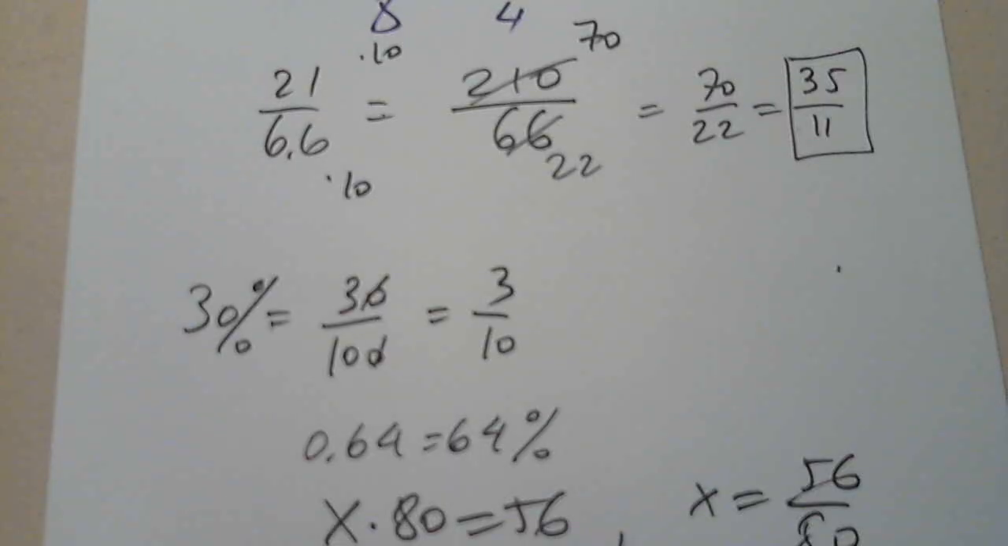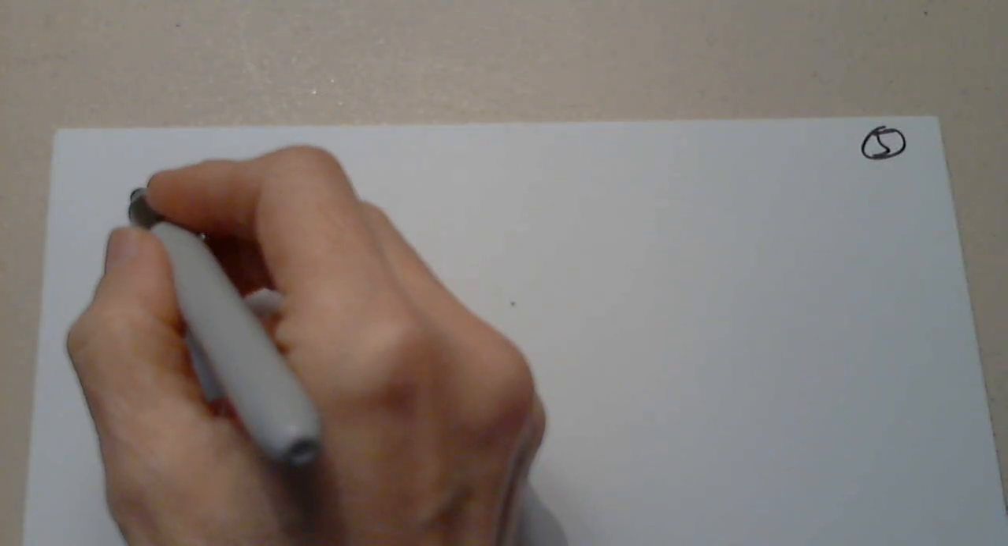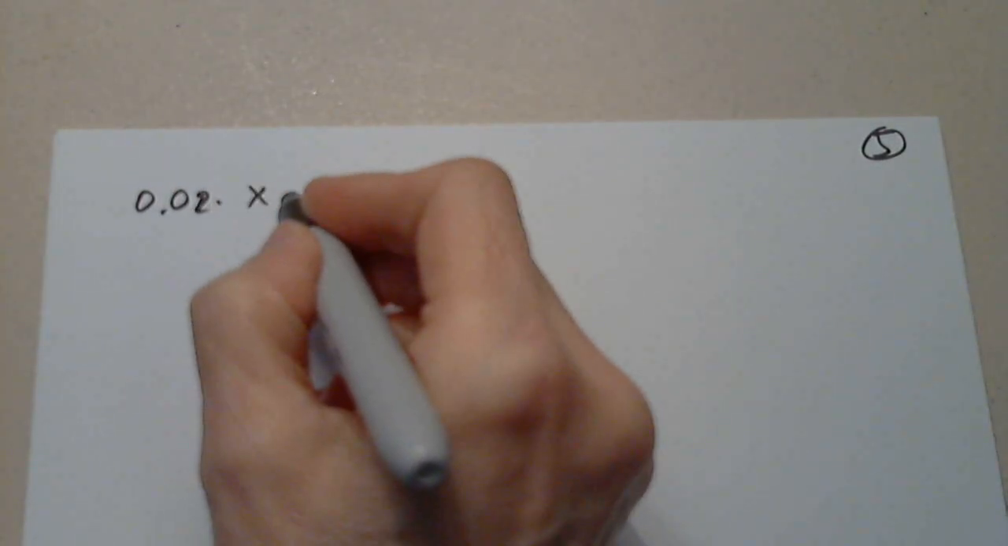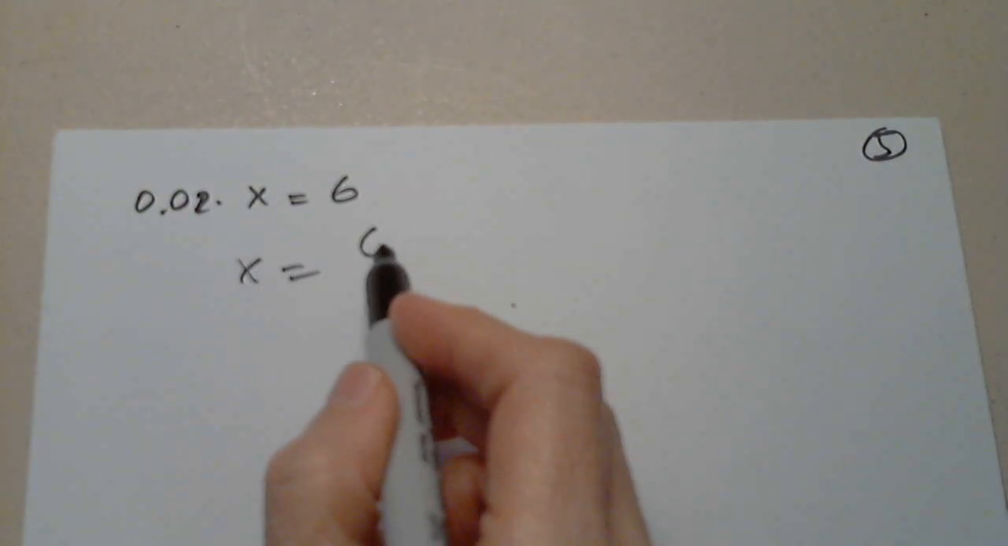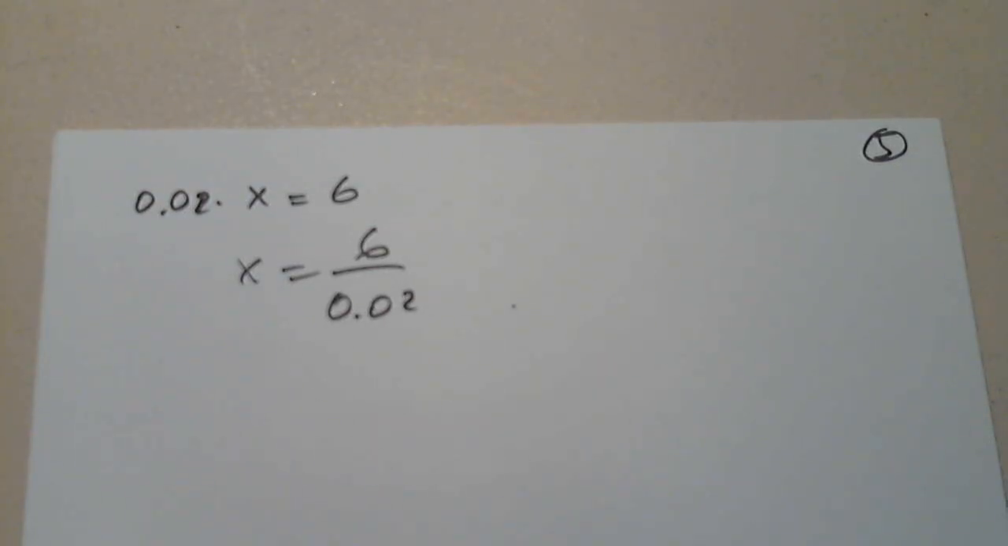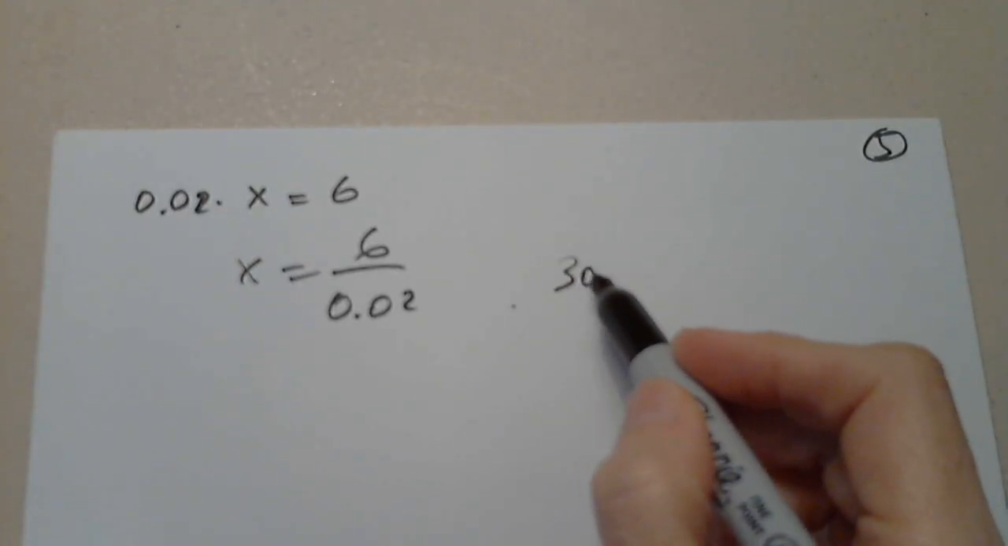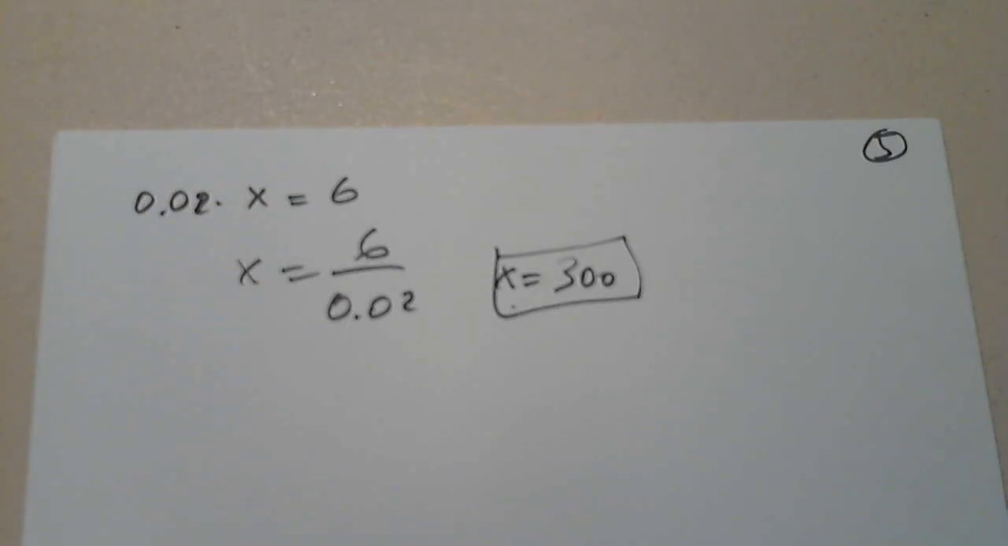2% of what number is 6? 0.02 times x equals 6. So 6 divided by 0.02. Right? So 6%, not 2%. Okay, so it's 300. So x equals 300. Did it say 6%? I think it says 2%. Oh, this. That's okay.